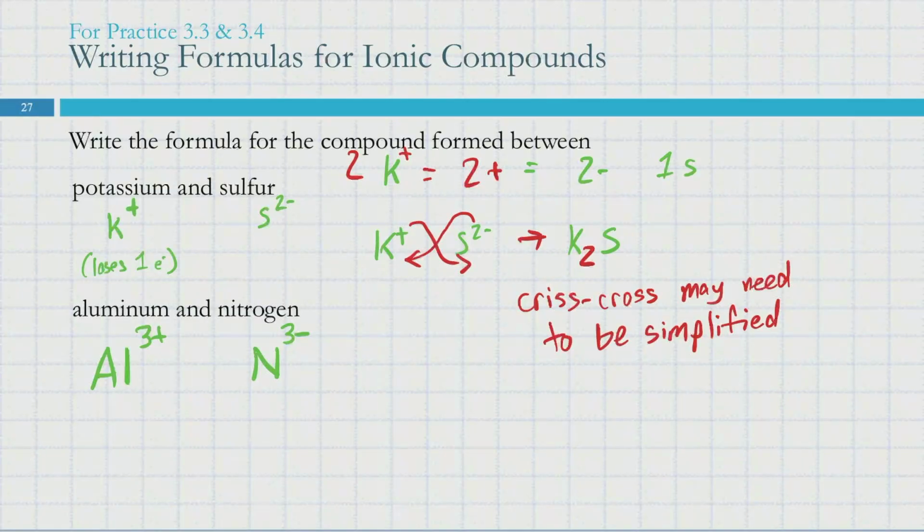So this is one place where we would run into trouble if we crisscrossed. So let's see what that looks like. If we crisscross them, we get Al3N3. Our subscripts are both 3, and we have to have the simplest whole number ratio, so we would divide both of them by 3. So it would just be AlN.